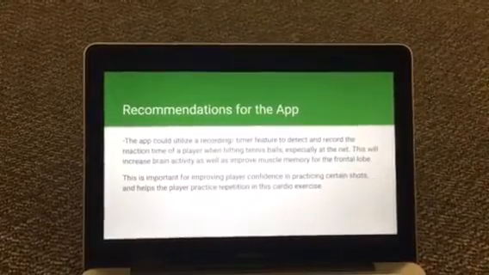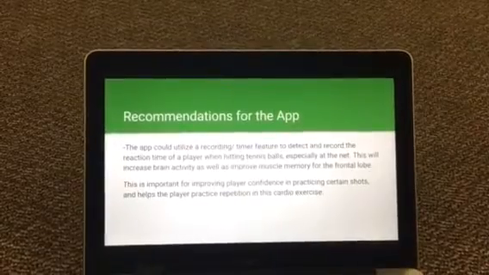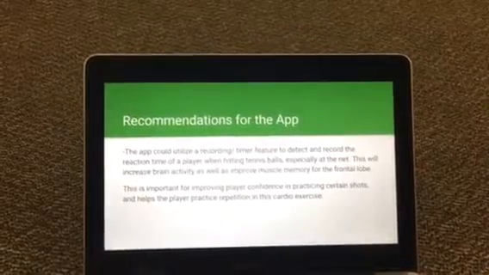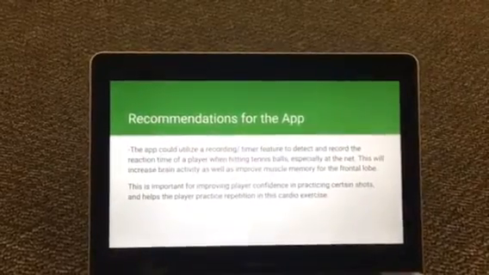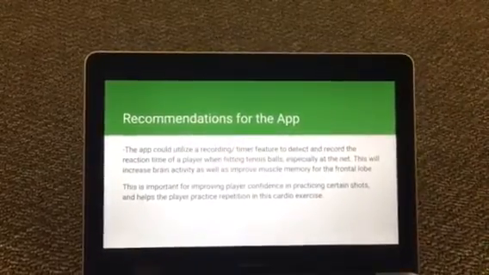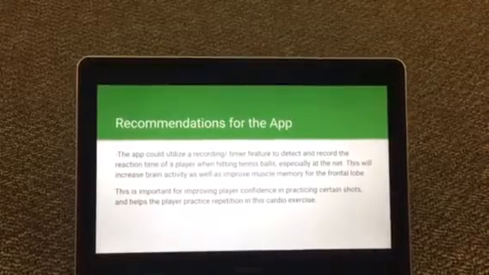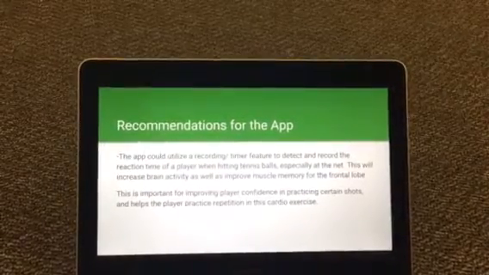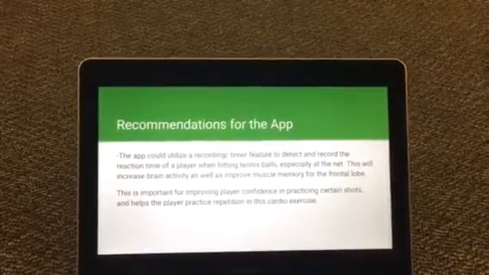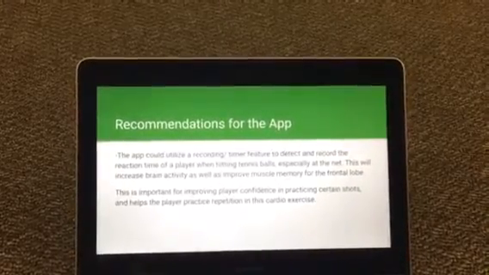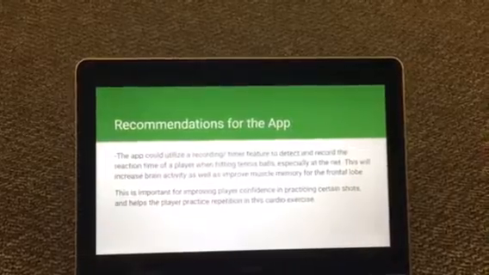So recommendations for the app. Now, the nervous system is very complicated and is not necessarily something you can track that easily. So in a way for a tennis player to improve oneself, the app could utilize a recording or a timer feature to detect and record the reaction time of a player when practicing, say, 100 tennis balls from a ball machine or at the net, wherever they'd like to practice.